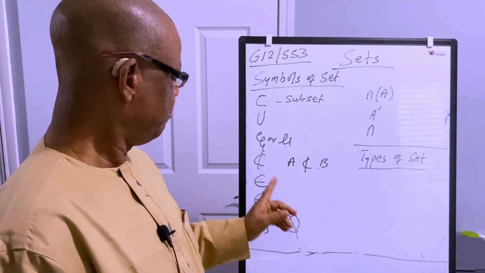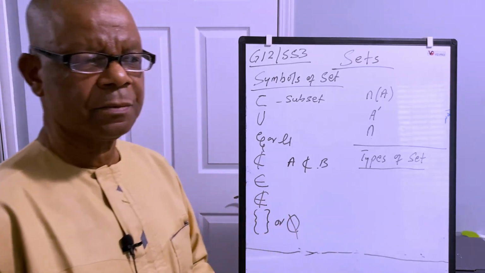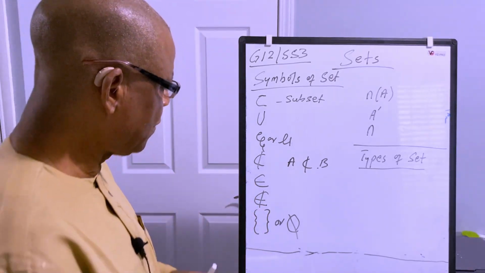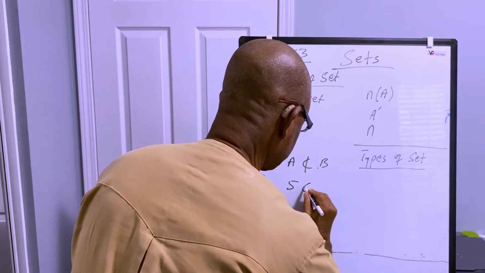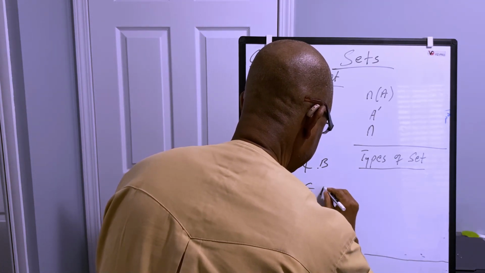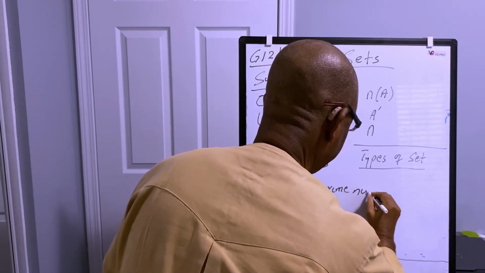This is belongs to, or is a member of. When we say that 5 belongs to prime numbers, we write this, prime numbers.